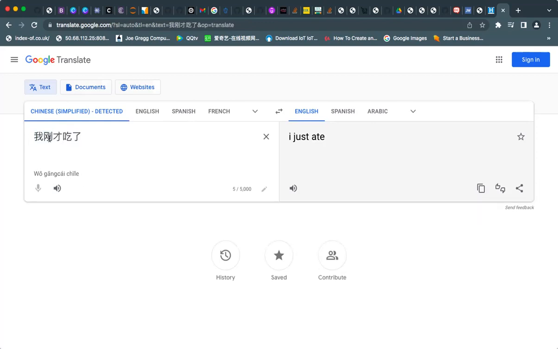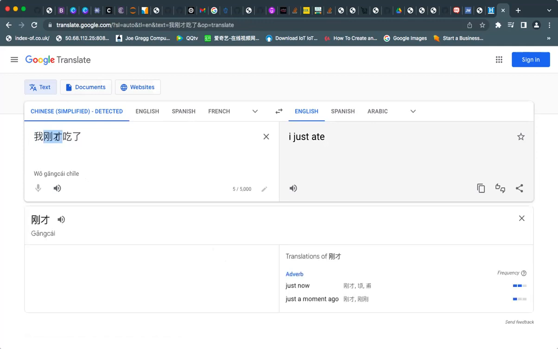Okay? 刚才. Just now, right? So why are they using both gang and cai? Because they mean the same thing, like we were doing with zheng tai. You can go, yes.